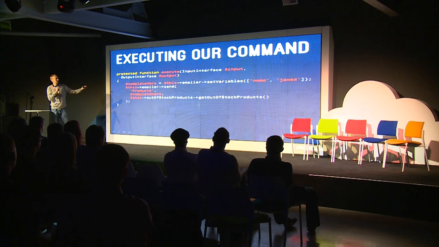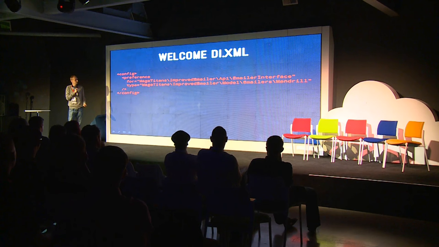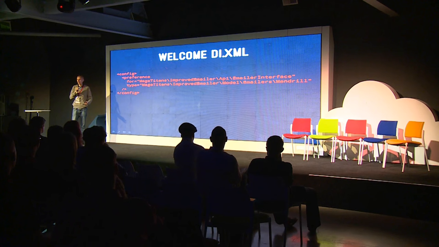I can see that it's setting some variables, it's sending an email, and one of the options is some out-of-stock products. So I presume it's going to be sending an out-of-stock email. Pretty much anyone that can read English could probably understand what that's trying to achieve. And how the interface is injected is done in Magento 2's di.xml. So Magento 2 implemented its own dependency injection container, which is a great idea, because what they did with Symfony and the Zend one that got deprecated just wasn't up to what Magento 2 needed to do.